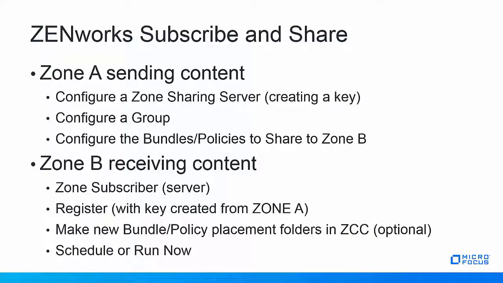For instance, Zone A would be sending the content. You configure a zone sharing server, creating a key, configure a group, configure the bundles and policies you want to share with Zone B, and then Zone B being the subscriber or the receiving end, you'd set up a zone subscriber, register that server using the key created from Zone A, make new bundles and policy placement folders if you wish, it's optional, and then do your schedules.